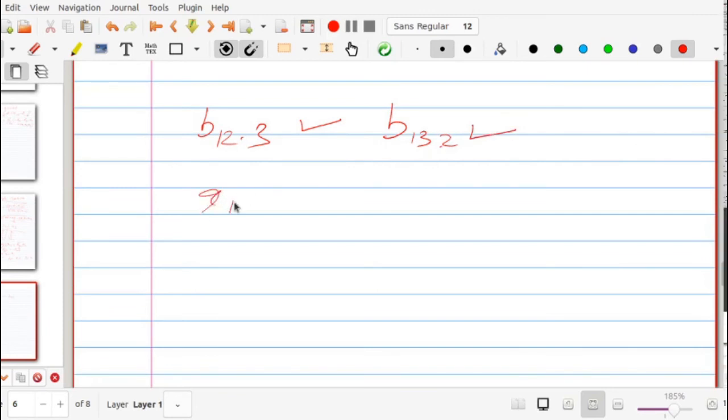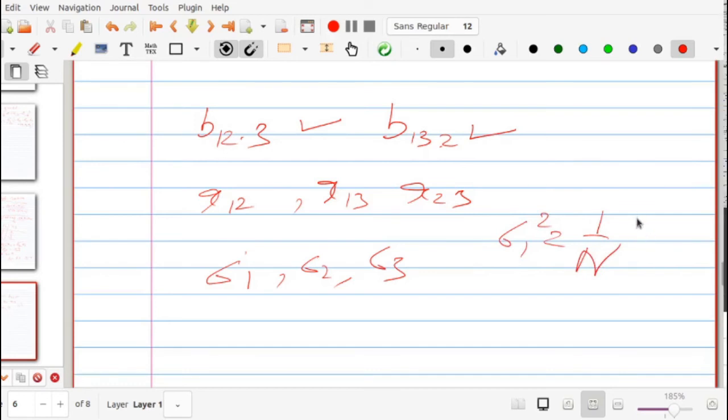You need to find out the correlation coefficients. You need to find out the sigma. So sigma 1, sigma 2, sigma 3. The formula for sigma 1 square is equal to 1 by n summation of x1 square, the small x1 square, right?